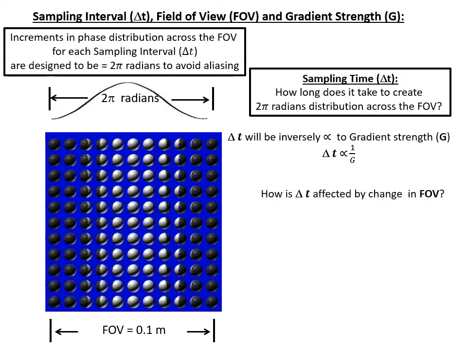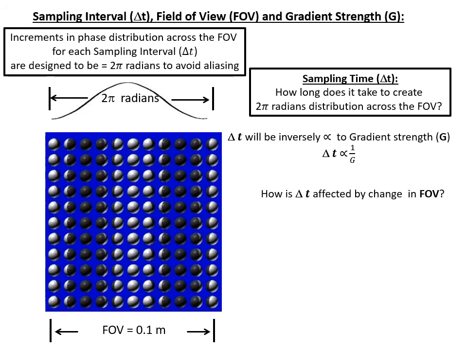What happens if we change the field of view? If we look at the example as I have stopped the video after 2 pi radians change from one edge to the other edge across the larger field of view, you can see that if we looked only at the middle columns of the image, we have not yet achieved 2 pi radians of phase distribution. We'd have to wait longer to get that 2 pi radians phase distribution across the smaller field of view, which in this case we've made half as big as the original field of view.